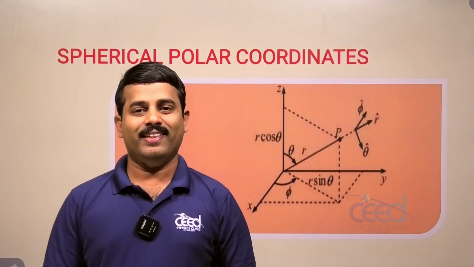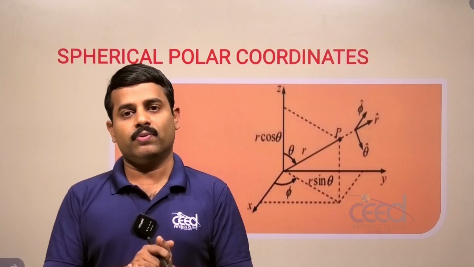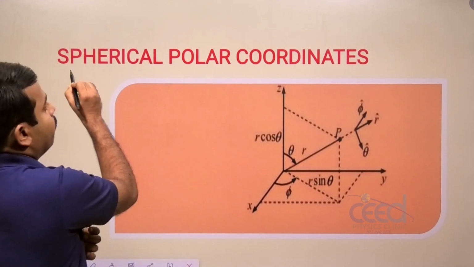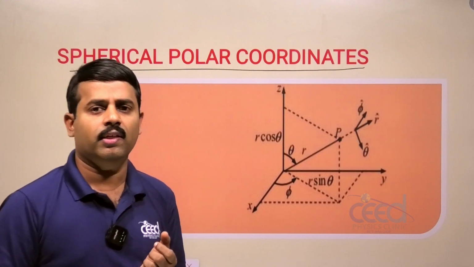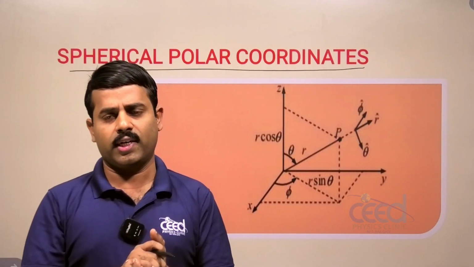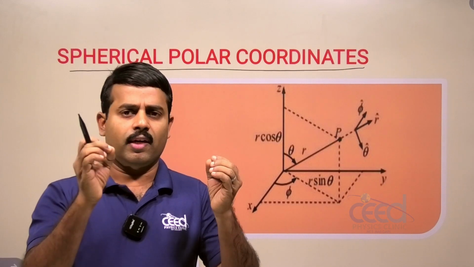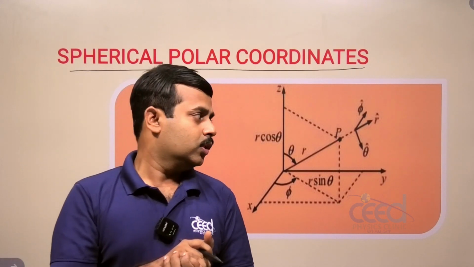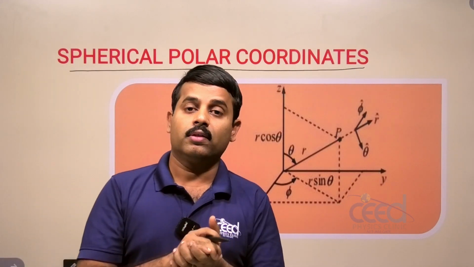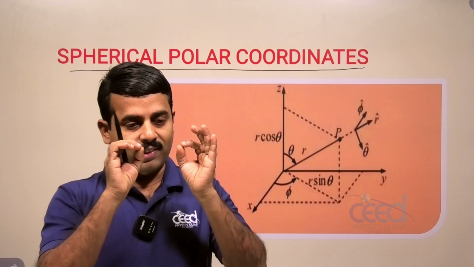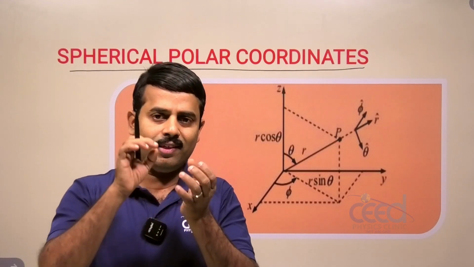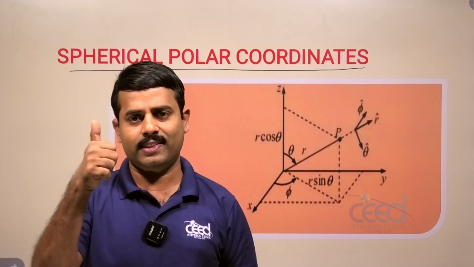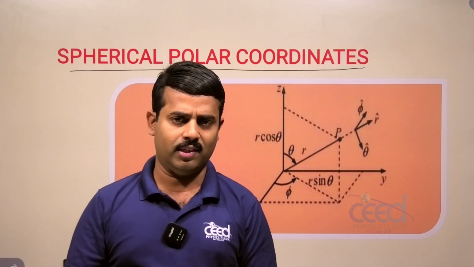Friends, good evening. Today we are going to discuss another coordinate system, that is spherical polar coordinates. Last class we saw what the Cartesian coordinate system is, and how we represent the areal element, volume element and length element in it. To discuss a particular point in a three-dimensional Cartesian coordinate system, we require three coordinates: x, y, and z.